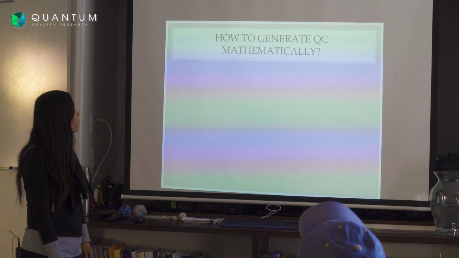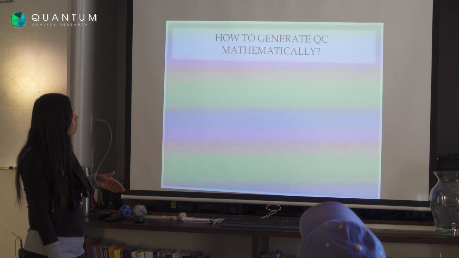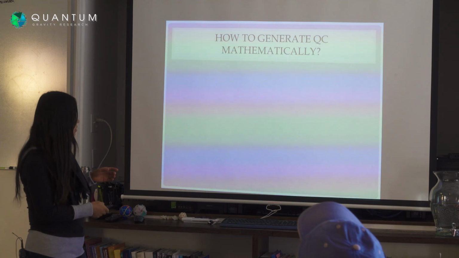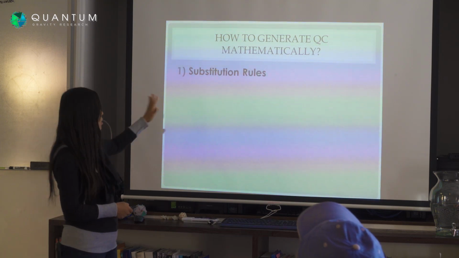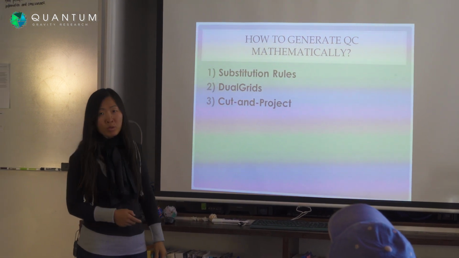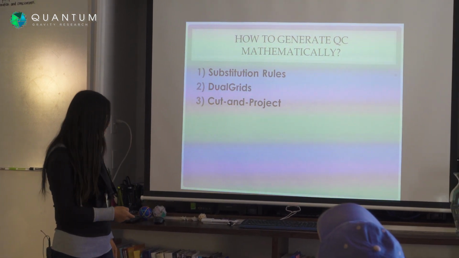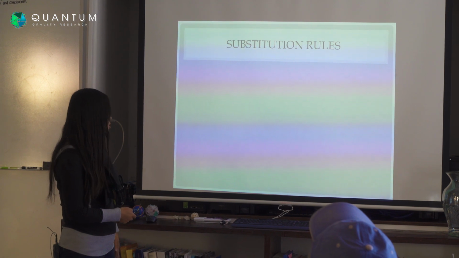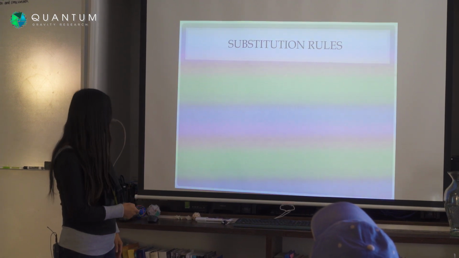Anyway, the next topic is how to generate a quasicrystal mathematically. As I said, I'll talk about the substitution rules, the dual grid method, and the cut and project method. So for substitution rules, I'll give an example here.